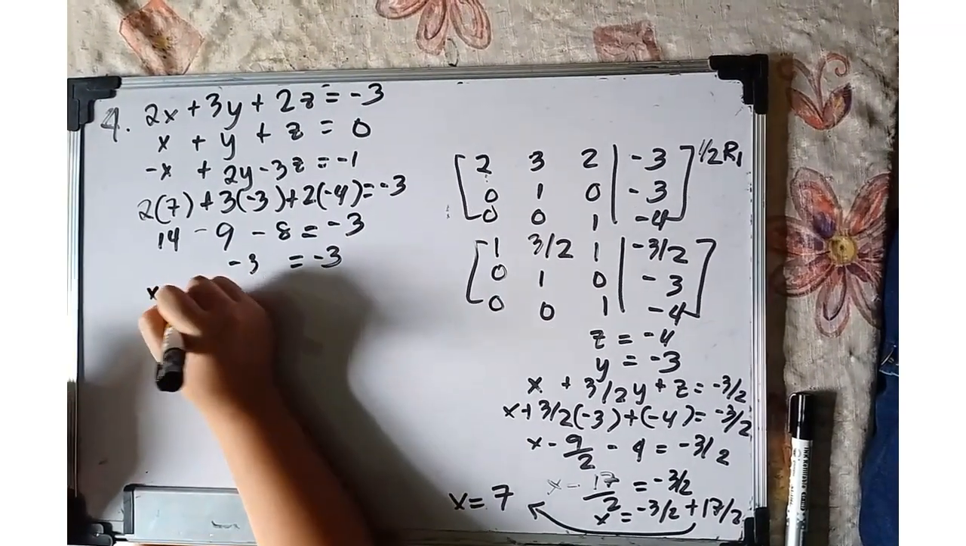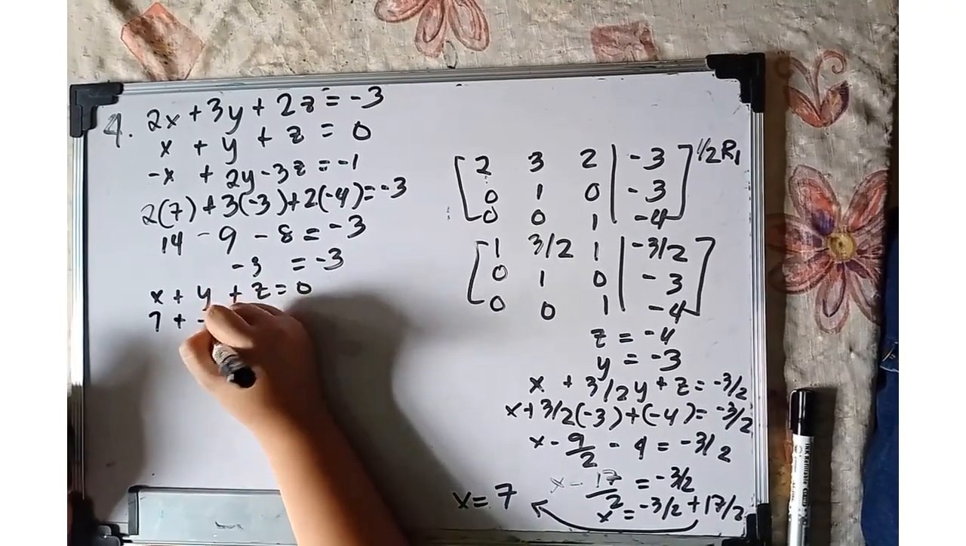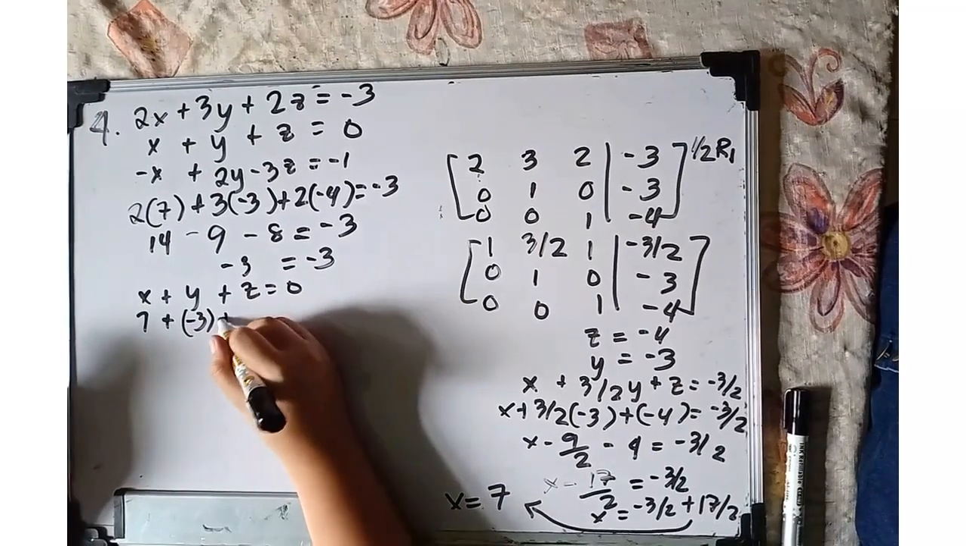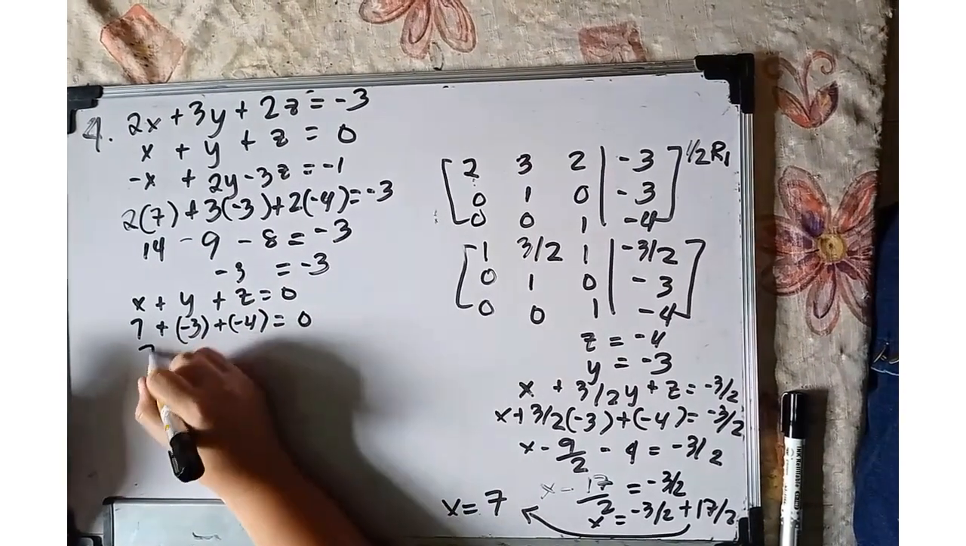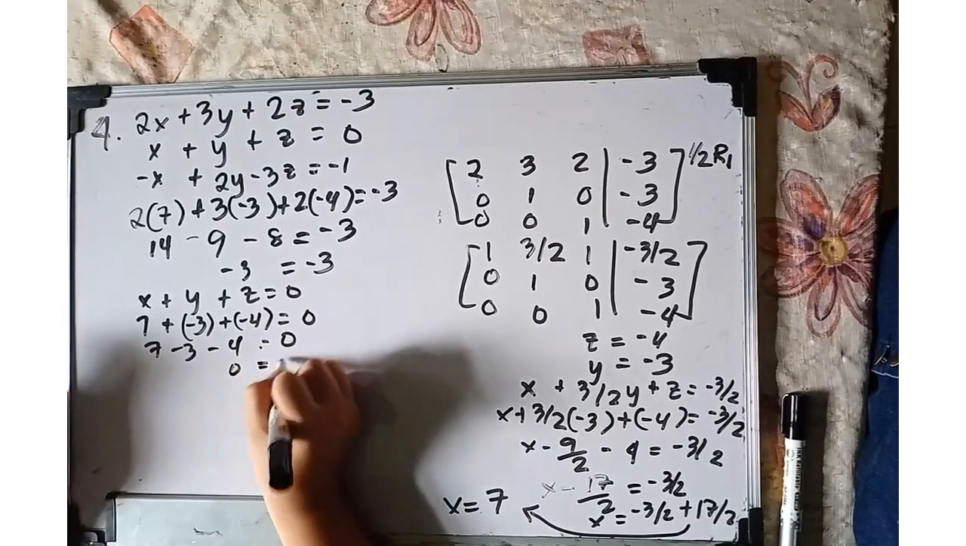Next is x plus y plus z is equal to 0. X is 7 plus negative 3 plus z, which is negative 4, is equal to 0. 7 minus 3 minus 4 is equal to 0. 7 minus 3 is 4, 4 minus 4 is 0, which is equal to 0.